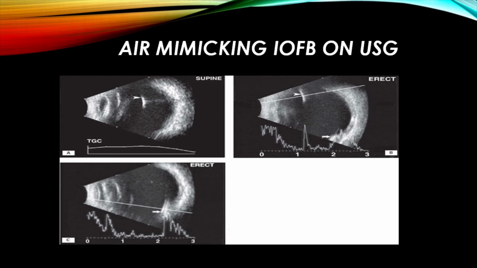Sometimes air can also mimic an IOFB on USG. In figure A, there is a high reflective echo with posterior back shadowing with the patient in supine position. It is suspicious of IOFB, whereas when the same ultrasound is done in erect position, we can see that the high reflective echo in the mid vitreous cavity has shifted upwards, whereas a definite echo is seen inferiorly. And in figure C, when we change the head position, the mid vitreous high reflective echo has disappeared. Hence, by changing the position, one can differentiate between air and an IOFB on ultrasound B-scan.